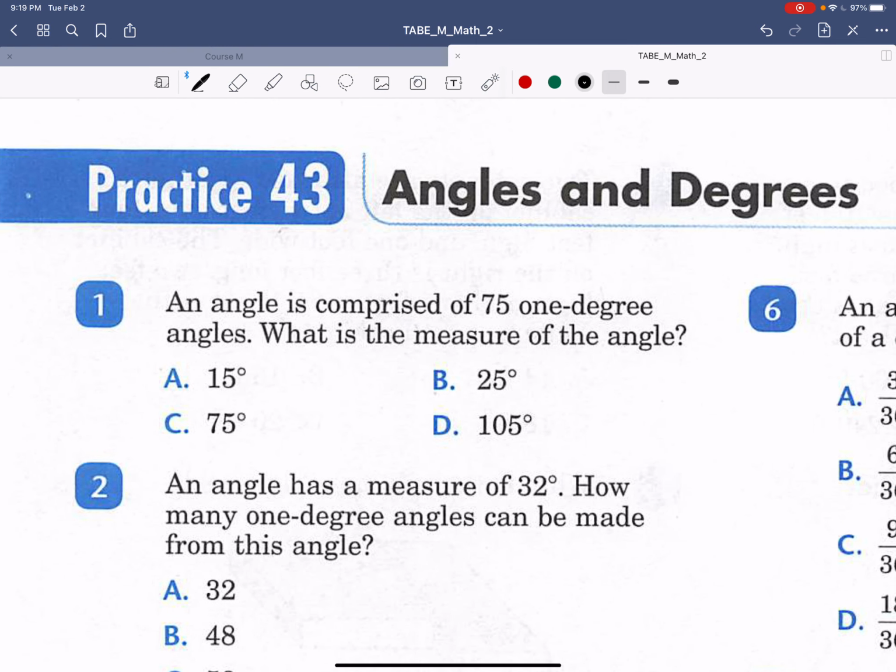An angle is comprised of, or made of, 75 1-degree angles. What is the measure of the angle? Now, I have to confess, I don't really understand the purpose of this question, but we can answer it just the same. I have 1-degree angles, and I have 75 of them. So 1 times 75 is 75 degrees. The answer is C.